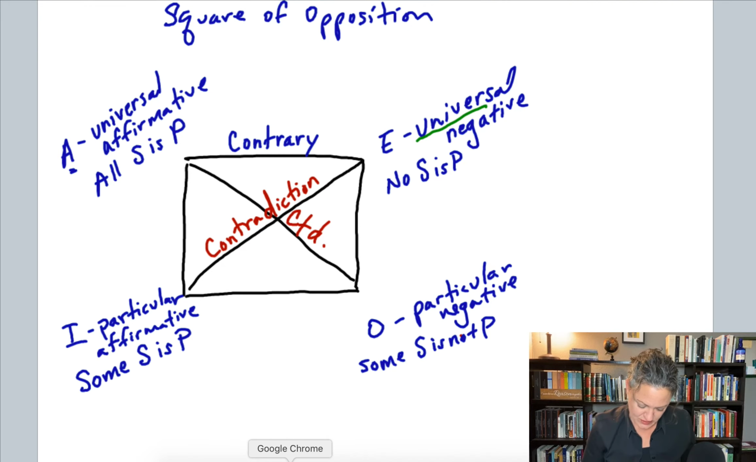Universal, particular. Negative, affirmative. That's how you know a contradiction. They differ in quantity and quality, and both can't be true and both can't be false in the same respect and at the same time. Now I'm going to erase this board and give you a new example. I'm going to give you my example. You have to give me your own example. You can't use mine.